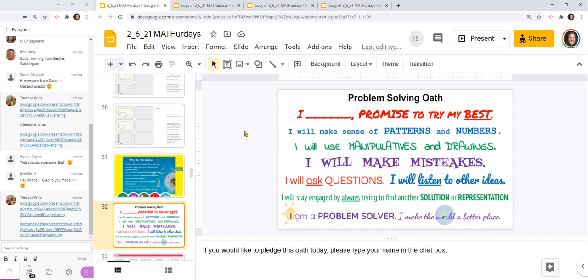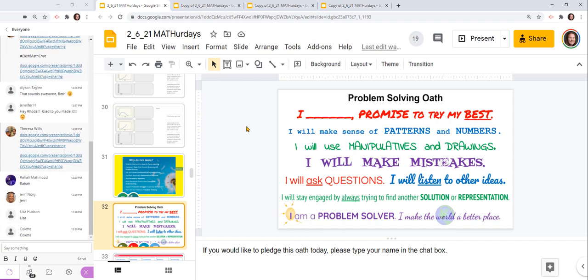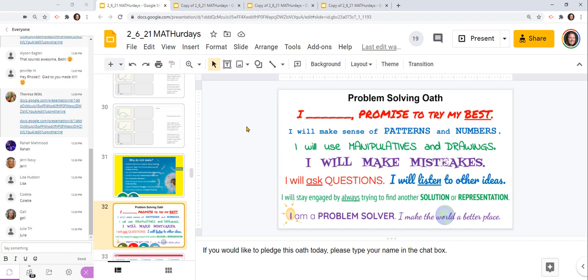And before we launch the task, I'd like to give everyone the opportunity to take the problem-solving oath. That's on slide 32. You can read it along with me. I, Teresa, promise to try my best. I will make sense of patterns and numbers. I will use manipulatives and drawings. I will make mistakes. I will ask questions. I will listen to other ideas. I will stay engaged by always trying to find another solution or representation. I am a problem solver. I make the world a better place.